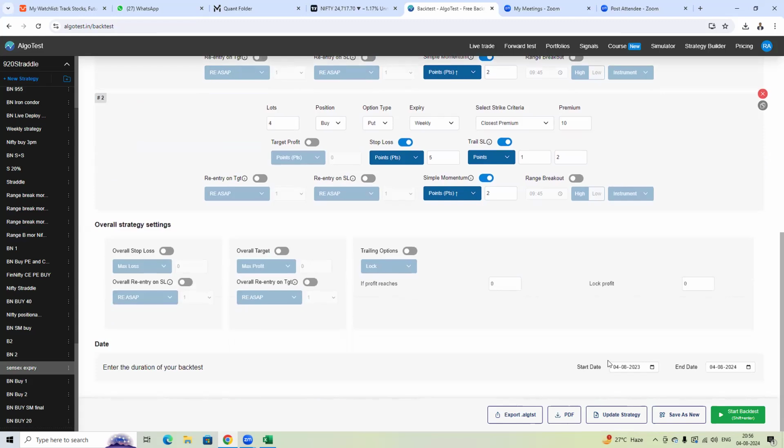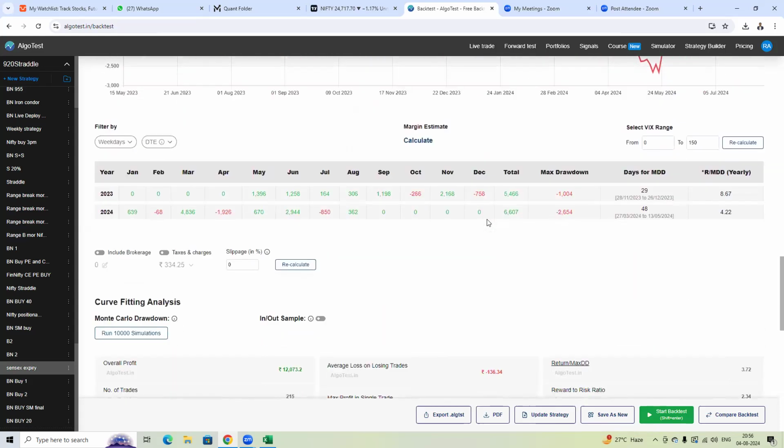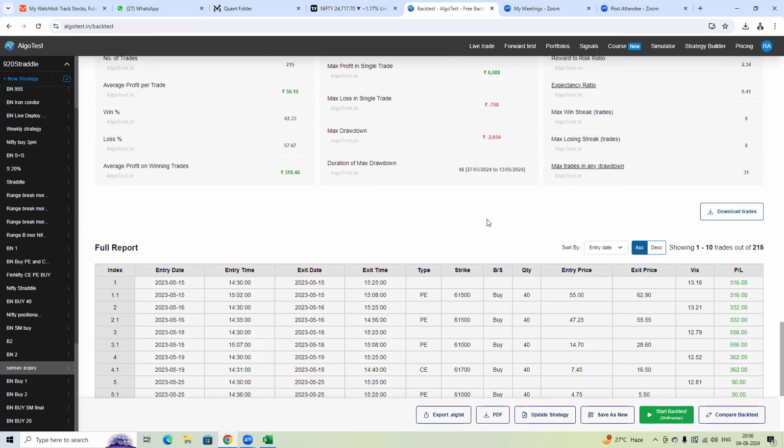Okay. Let's backtest this from 2023. Okay. And just see. That's fine. Whatever date, let's backtest this. And see what would be the result, because you know what is the risk reward, everything. See here, one day it went to 4,000 profit. Okay, the probability of winning is 42%.